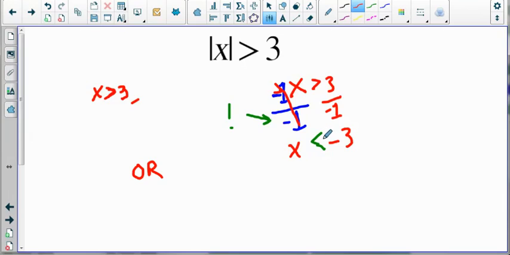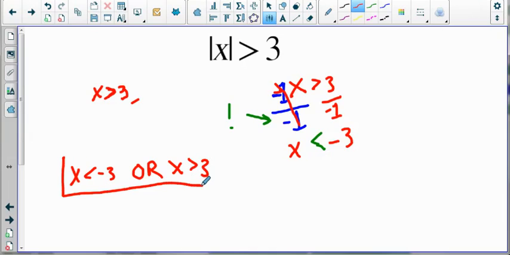All right. Now, which number is smaller? The -3 is smaller, so that goes on the left. And it does say X is less than -3. So I have to write X is less than -3. And so on the right, I have X is greater than 3. And that is the answer to our very first example.